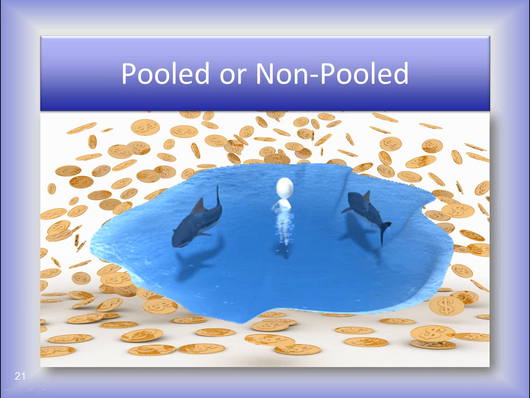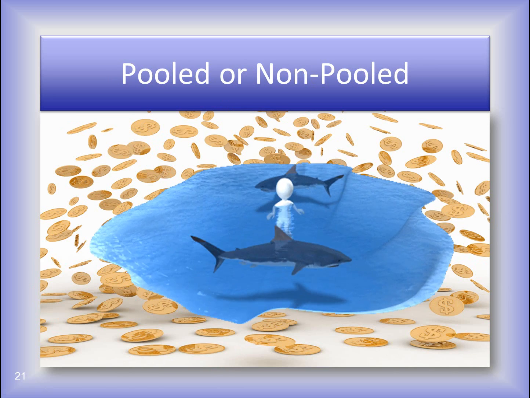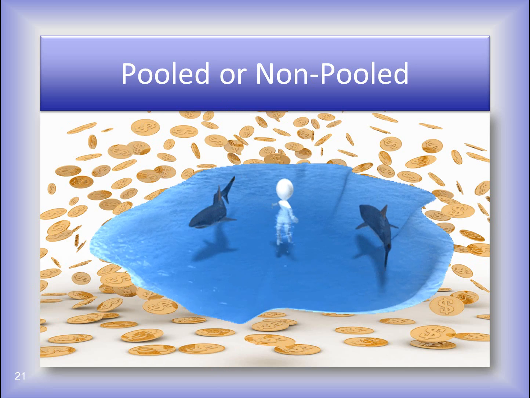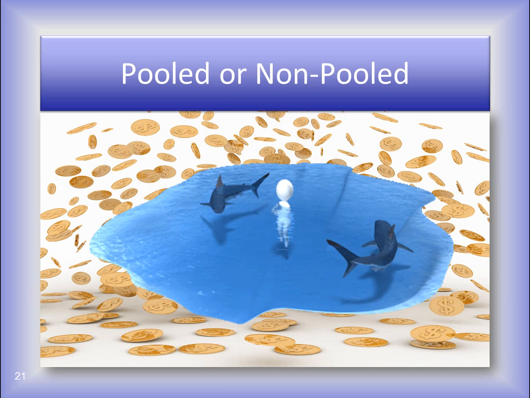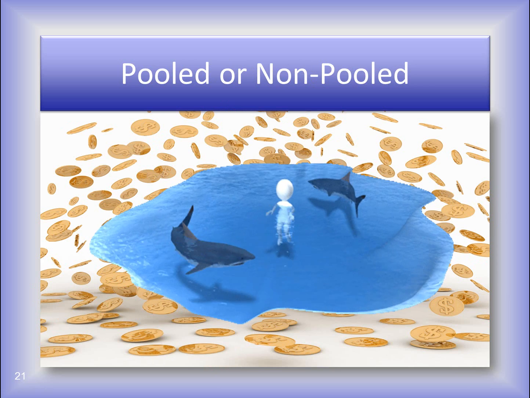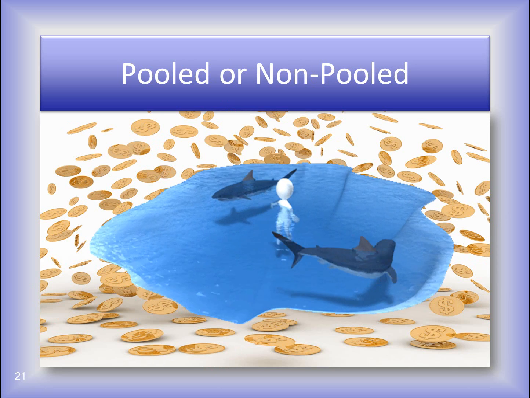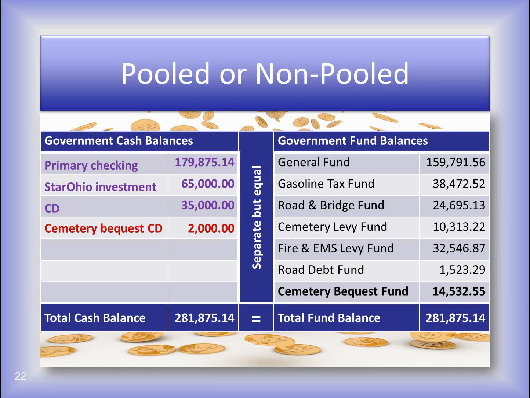This is important to remember as we discuss investment types. There are two choices of investment type, pooled and non-pooled. As you can see, the guy on the screen is in a pretty hopeless situation. We want to clear the water so you don't feel like this when trying to understand pooled and non-pooled investments. Let's start with a sample of accounts and funds so we can get the sharks away from your pond.